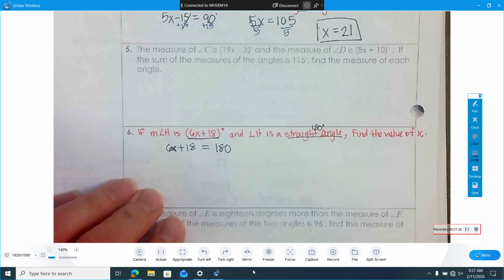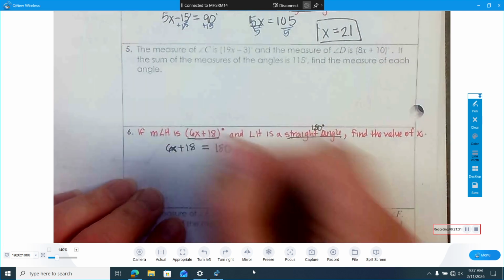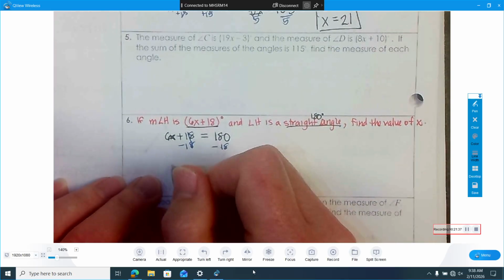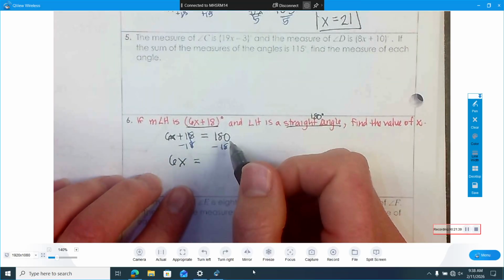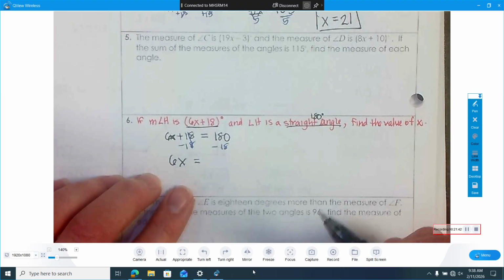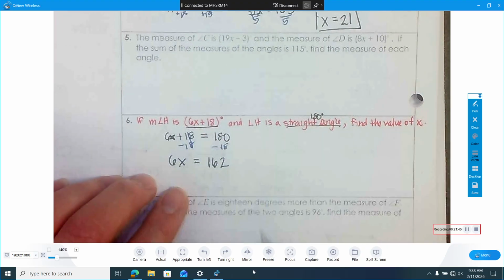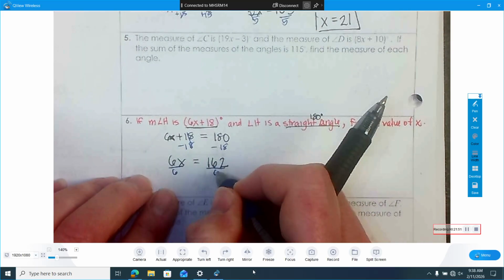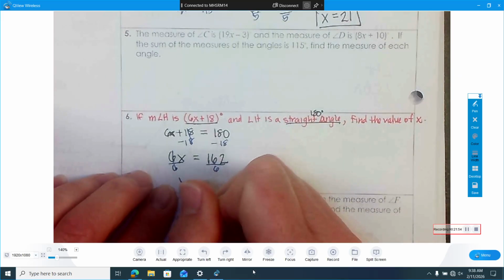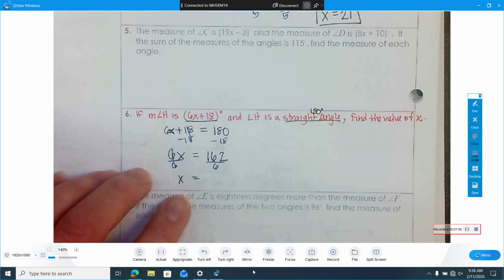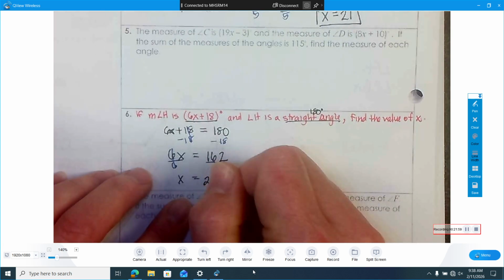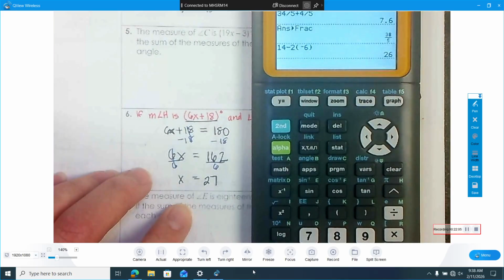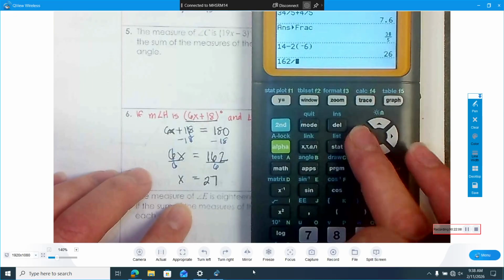And how do we solve? Subtract 18 from both sides. So I get 6x equals, what's 180 minus 18? 162. Okay. And then what should we do? Divide by 6. All right. And so we get x equals 27. All right. Is that right? 162 divided by 6. Yeah.